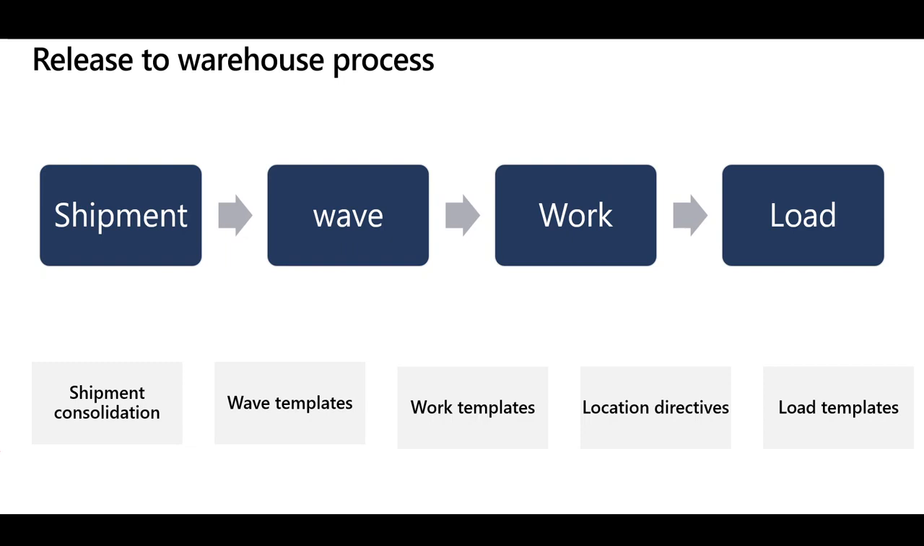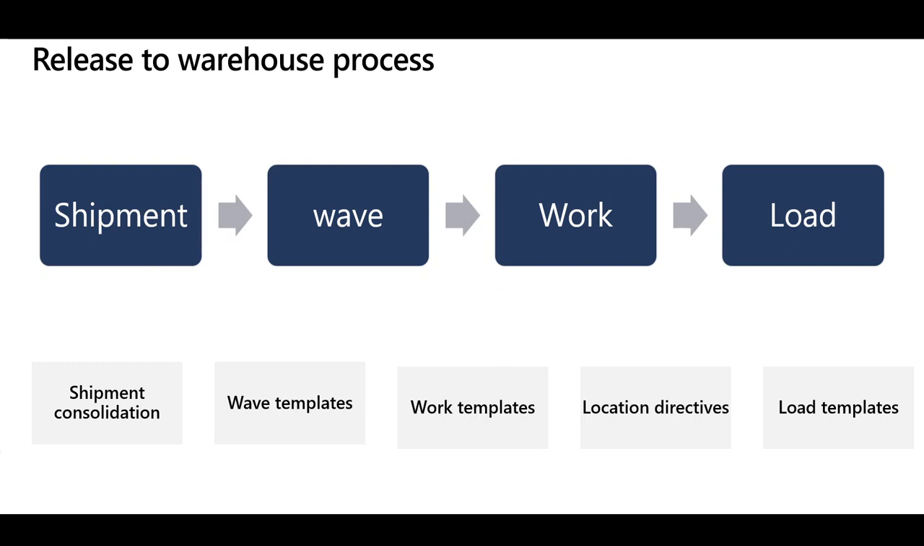Now let's talk about the release to the warehouse process. So the shipment, the wave, the work, and the load. These documents are either created or processed with the step of release to the warehouse. The release to the warehouse is the process where the orders are sent to the warehouse for processing. Now let's connect the dots and see a simple one-to-one relationship between the sales order, shipment, wave, load, and work. After that, we'll map each document with the required configurations.